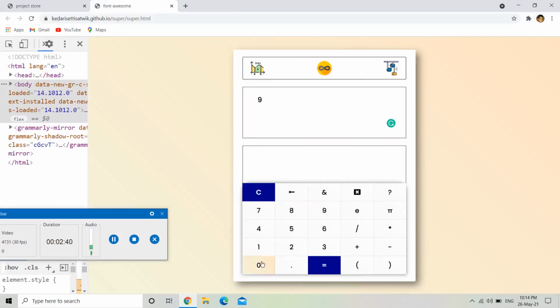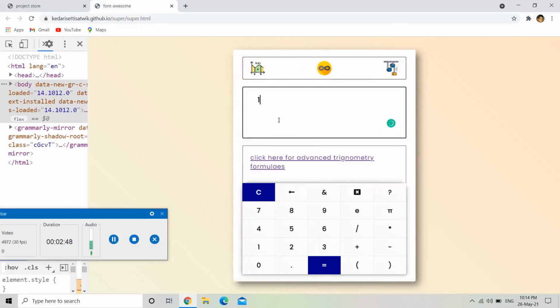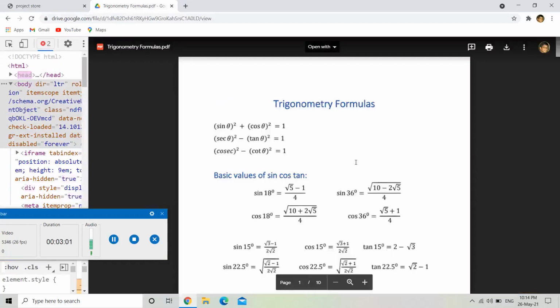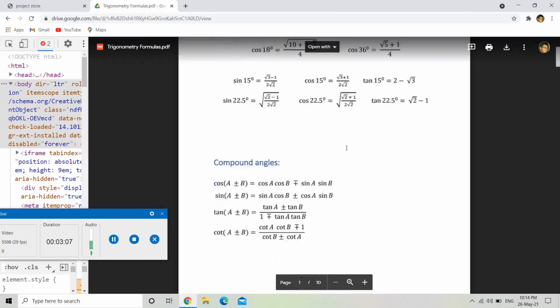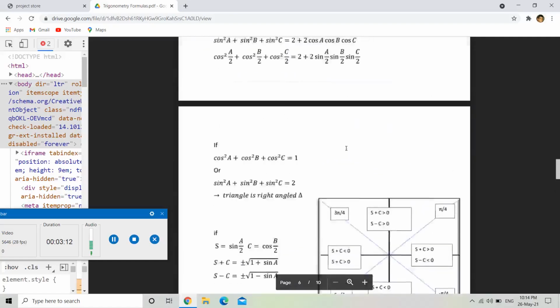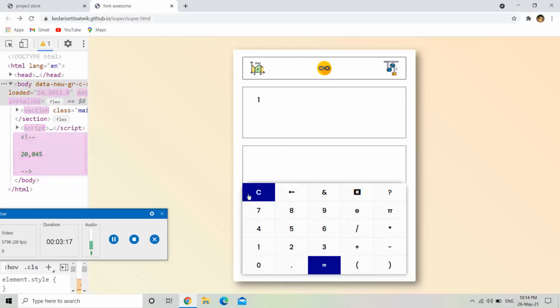Now let's see. If we write an angle and click this button, we will get sin 90, but in extra we are getting a link here: click here for advanced trigonometry formulas. So I am clicking here. By clicking here we will go to another page which will be opened in Google Drive. Here is a PDF which is written by me only. Here you can visit all the formulas of trigonometry. I have covered a maximum number of formulas.